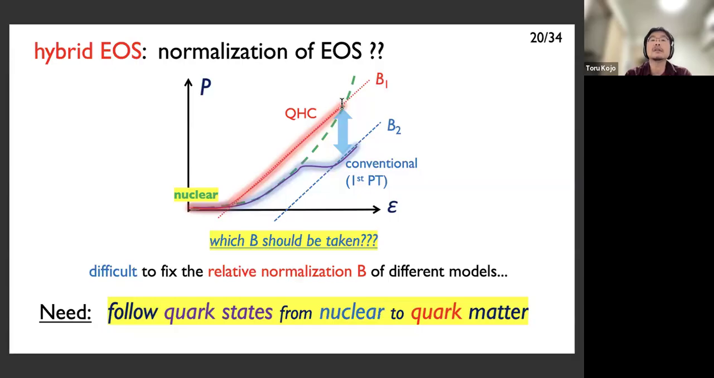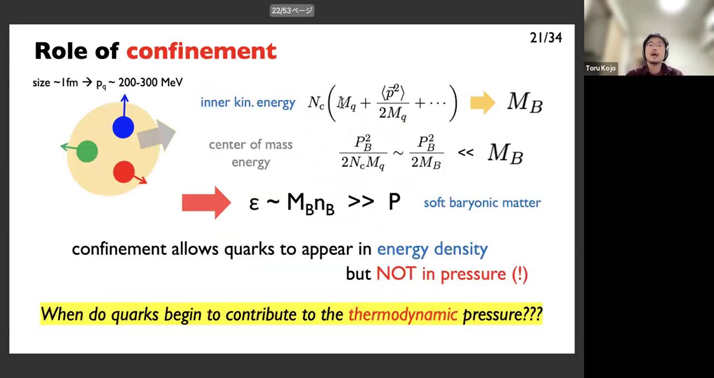In order to avoid this sort of uncertainty, we have to use just a single model. Using a single model, there is one normalization, and there is no issue about this sort of uncertainty. But to do that, we have to keep track of the quark state all the way from the nuclear matter region to the quark matter region. That's what I want to discuss in the following. But before doing that, let me emphasize the role of confinement. Because of confinement, quarks are confined into baryons, and that makes baryonic matter.